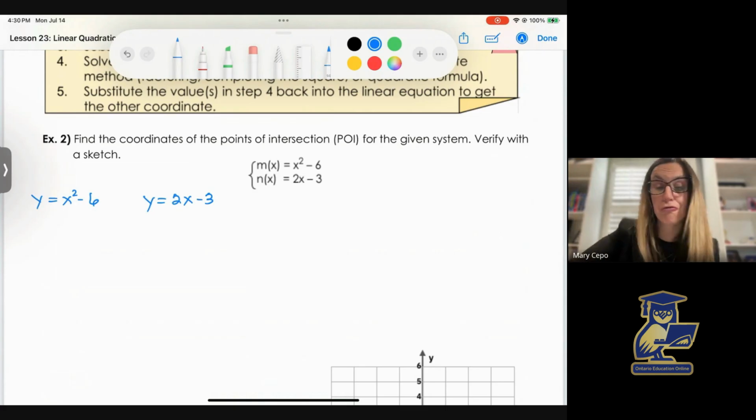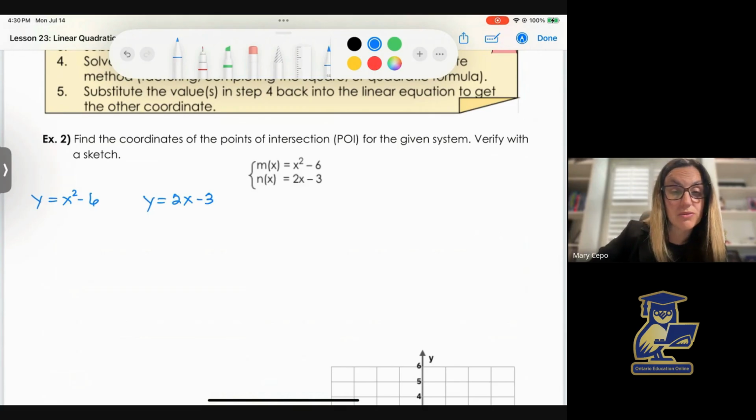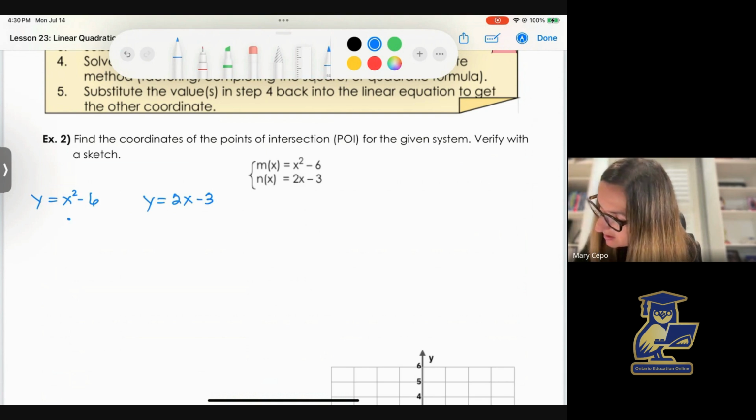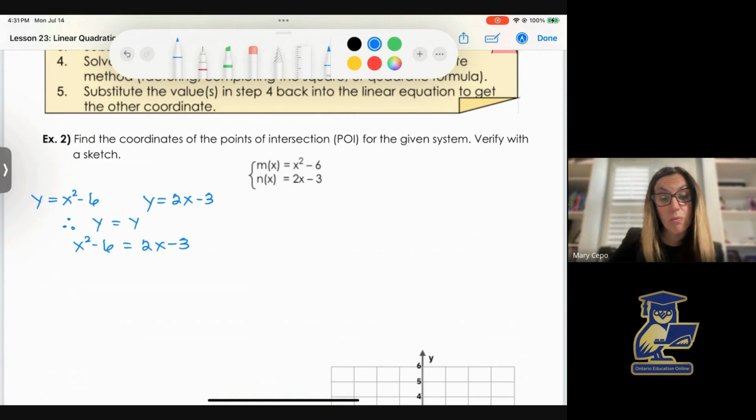Now, we learned from solving linear quadratic systems graphically that at the points of intersection, the x and y values are the same. That means that point exists on the linear function as well as the quadratic function. So with that in mind, the y's would be exactly the same, and y is already isolated here. So we can say, therefore, y is equal to y. That means x squared minus 6 has to equal 2x minus 3. So the y's are equal both in that quadratic function as well as in the linear function. So we've made them equal to each other, and now we're going to simplify and solve for x.